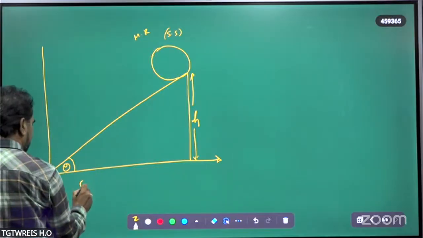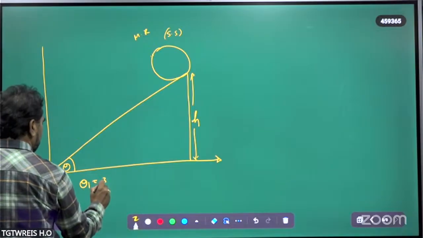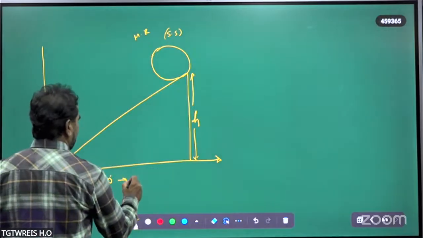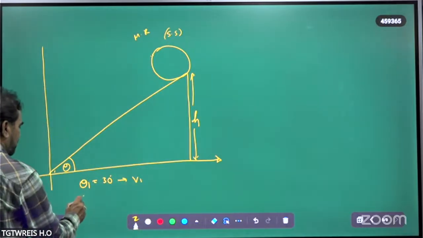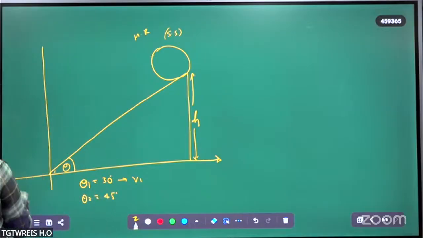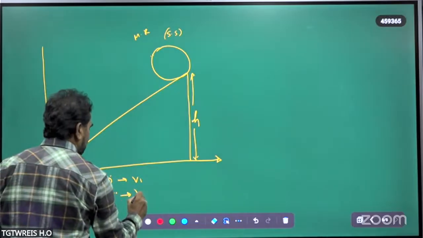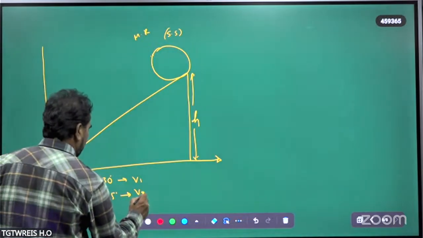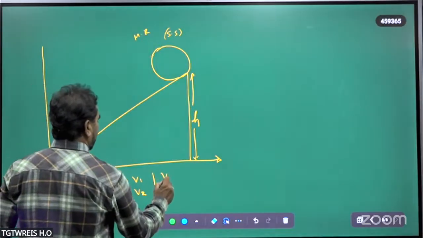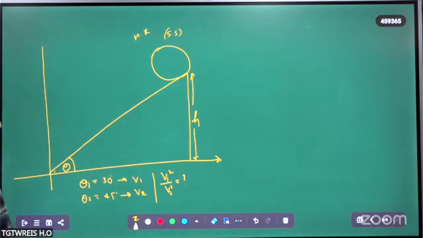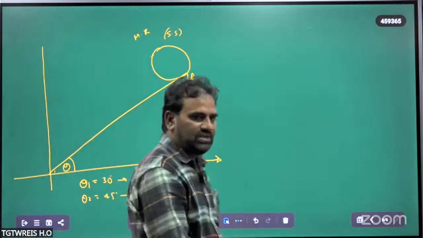when theta 1 is equal to 30 degrees, the angle of inclination is 30 degrees, the velocity is v1. When theta 2 is equal to 45 degrees, the angle of inclination increases, and the velocity of the body at the bottom is v2. Then find the ratio v1 square upon v2 square. What is the value of v1 square plus v2 square?